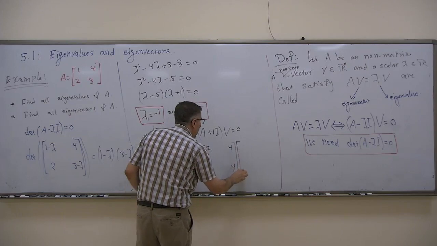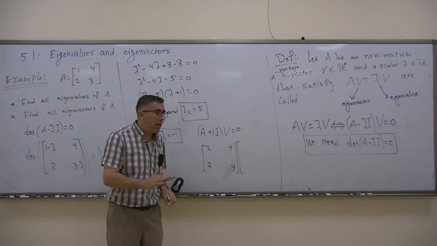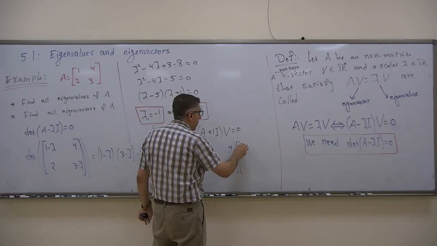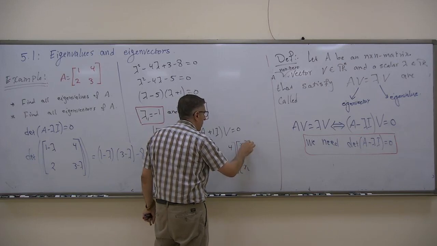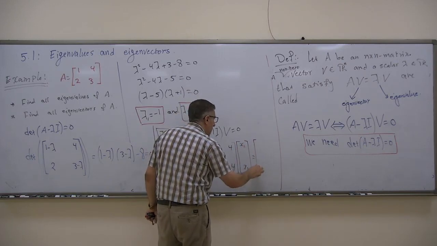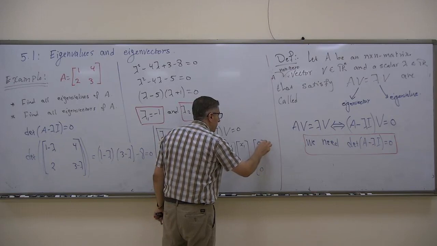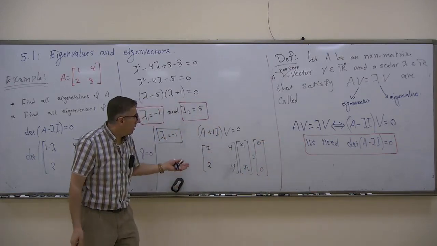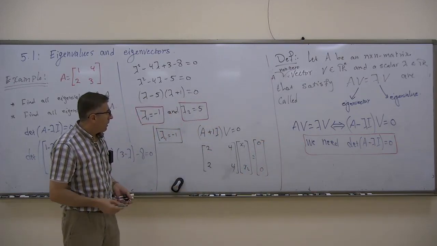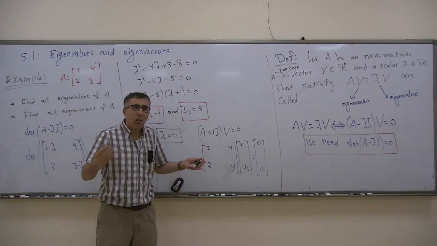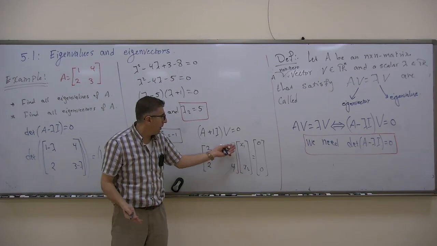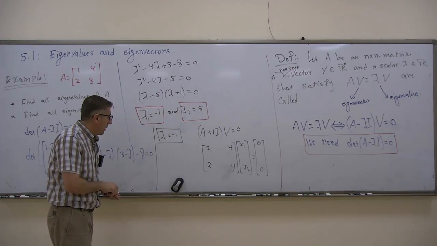Now, V, I don't know what is V. So far, I don't know what is V. So let's take it x1, x2 equals 0, 0. So this is our linear homogeneous system. So we need to find x1 and x2, and all of you know that from chapter 1. Okay, so let's solve this and see what we get.